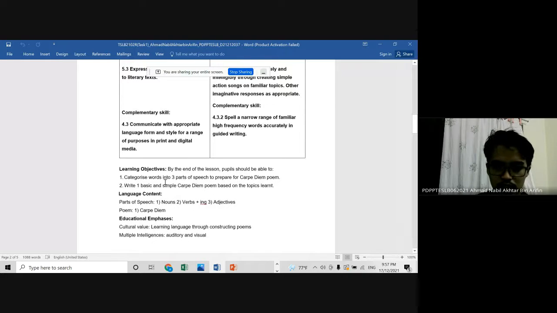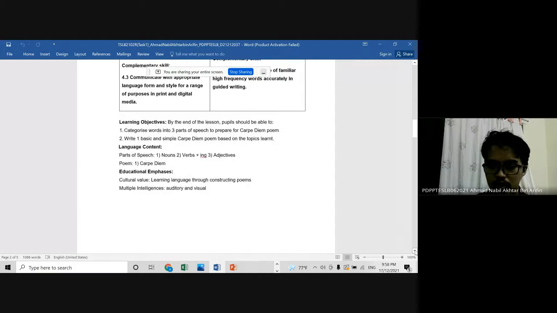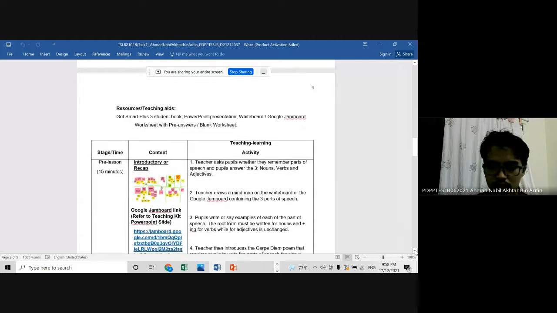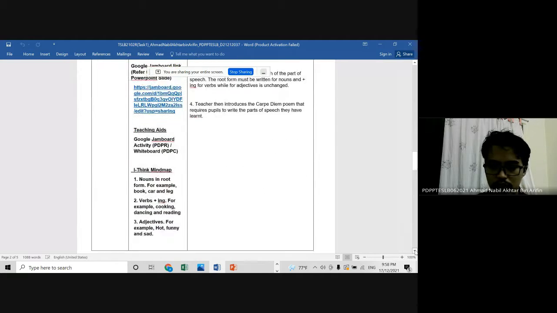So the first one here is to categorize words into three parts of speech. After they learn the poem, which consists of the three parts of speech, they are able to master the three parts of speech and are able to write or construct one basic and simple Diamante poem based on the topics learned. So what they learn during the year, regardless of any topic, they can construct a poem. Now lastly, this one is similar to the one that I have presented.